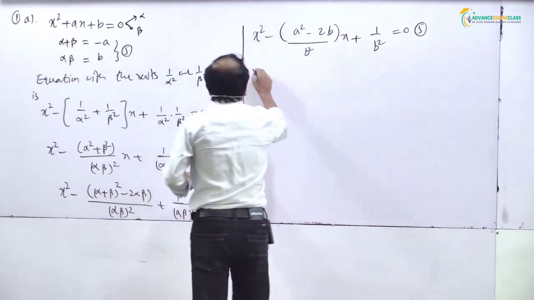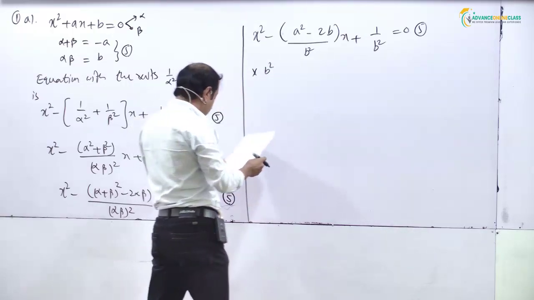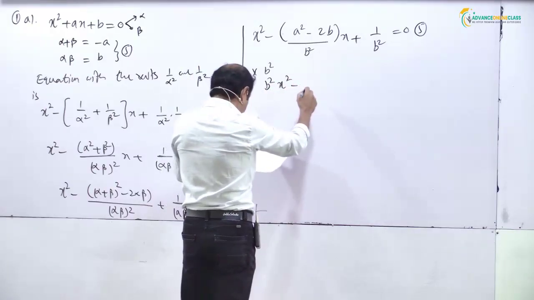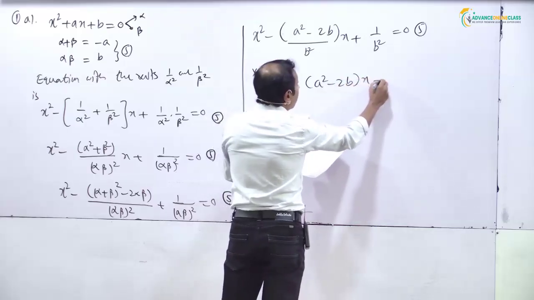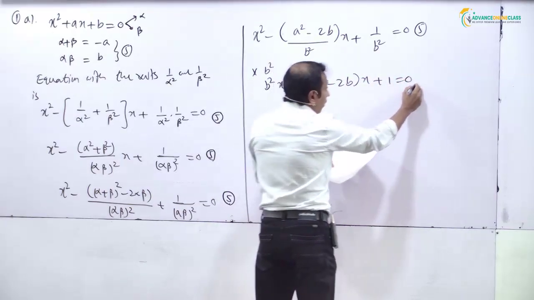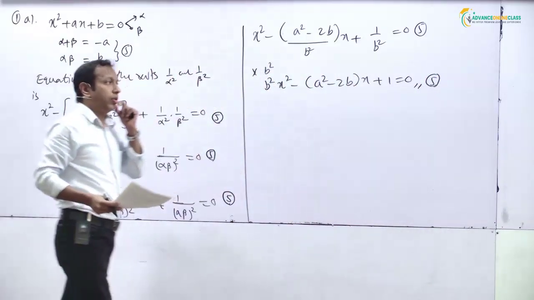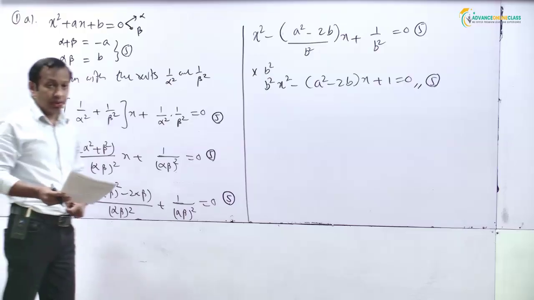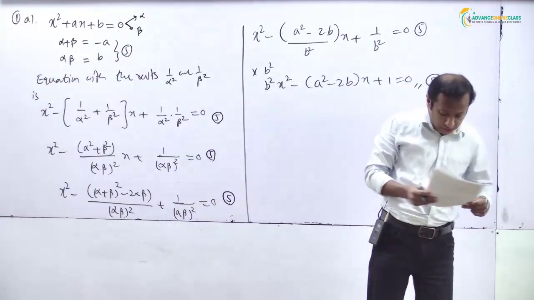And multiplying this by b squared, we get the last equation: b squared x squared minus a squared minus 2b times x plus 1 equals 0. The last 5 marks you get, right? So this way, for this question, you get unusual marks for most of the steps. That is because this question is shorter, more marks are available. Then this way, marks are offered, right?